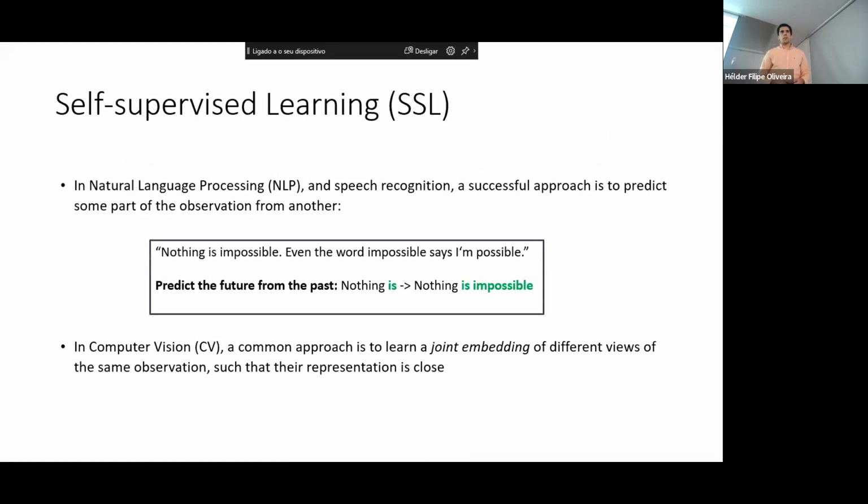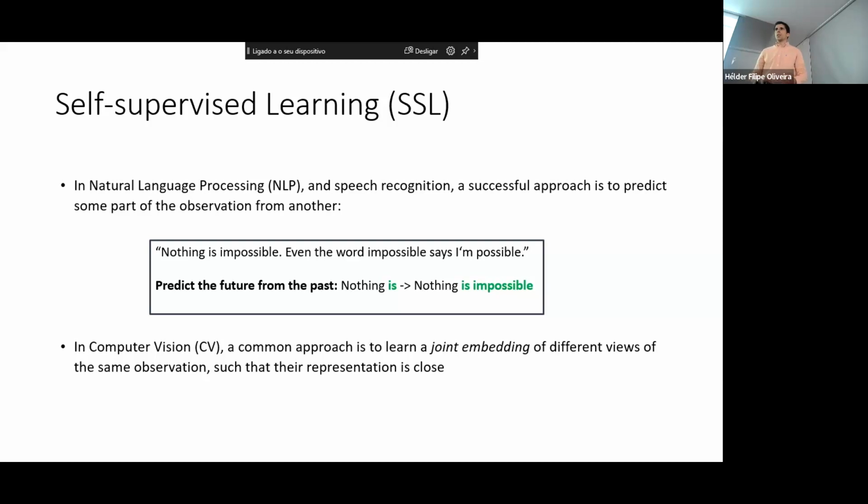But before diving into the details of the paper, let's talk a bit about self-supervised learning. Self-supervised learning is a form of unsupervised learning where supervisory signals come from the data itself. In natural language processing and speech recognition, a successful approach has been to predict some part of the observation from another. For example, we could predict the future from the past or original from corrupted.